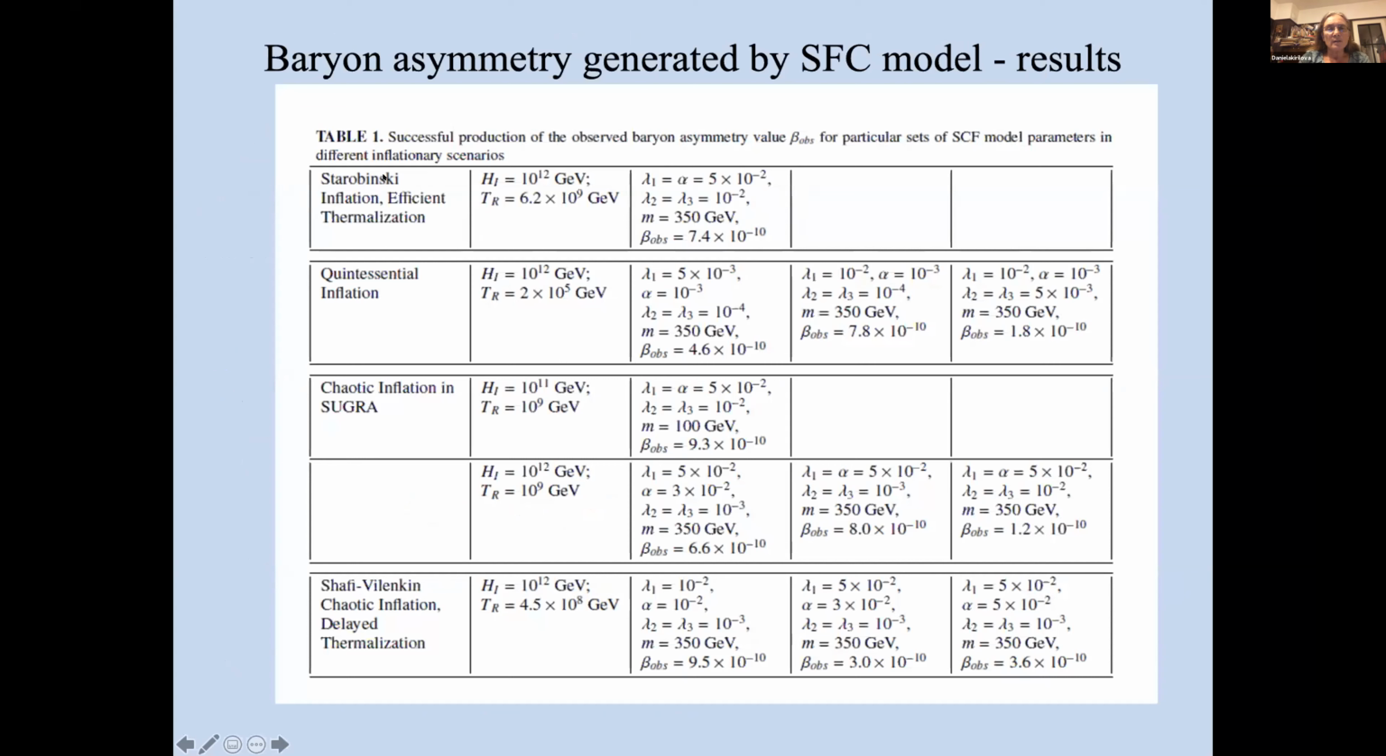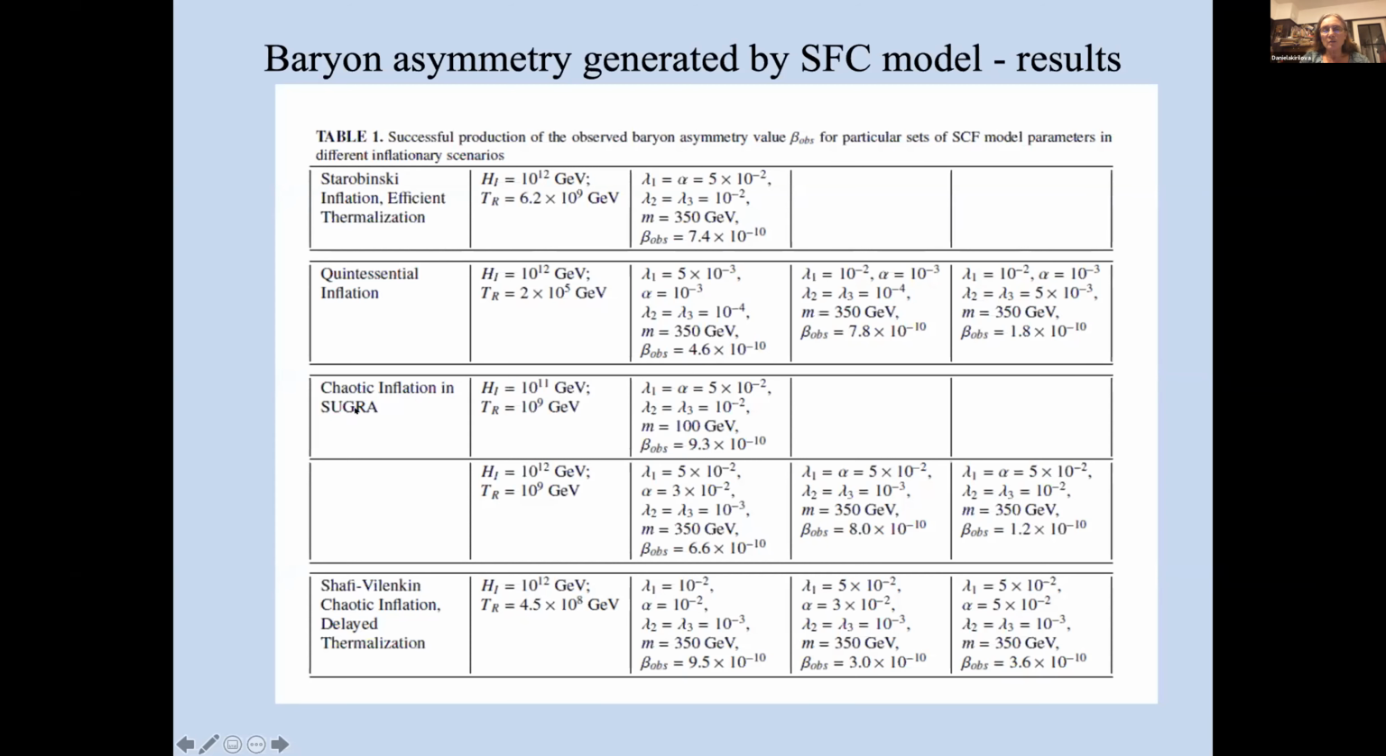As you see, inflation, in case of efficient thermalization, presents the possibility of production of baryon asymmetry very close to the observational value, 7 times 10 to the minus 10. In the second column, I specify the value of the Hubble parameter at the inflationary stage, and the reheating temperature, which was used in our calculations. So the third, fourth and fifth columns show the parameters of the model for which the possibility of baryon asymmetry production of the order of the observational one is possible. So quintessential inflation also, for these parameters of the Hubble and reheating temperature, and three sets of parameters of our model, is possible.